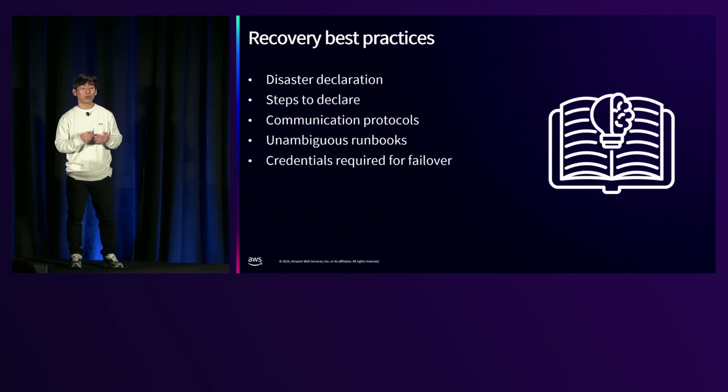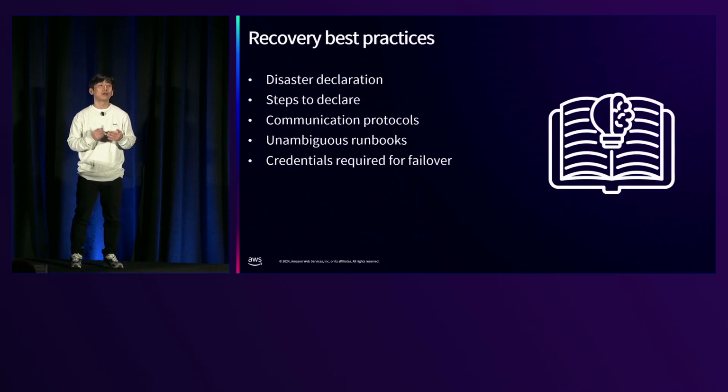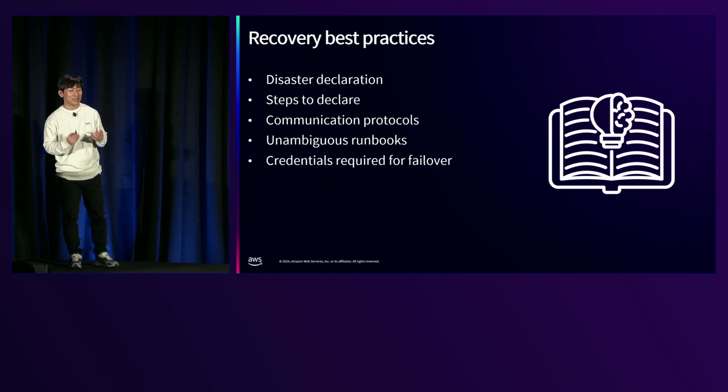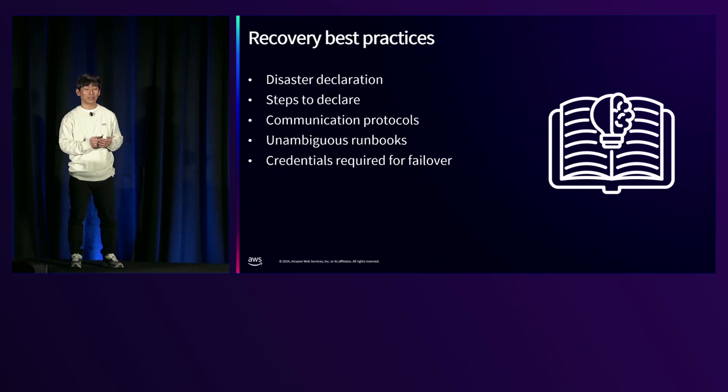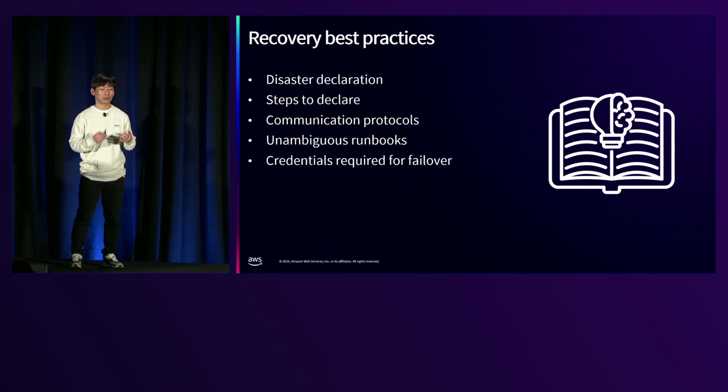Now, let's focus on recovery best practices. First, let's talk about the steps to declare a disaster. Your failover runbook should clearly outline the situation, action, and owner for each potential disaster scenario. This ensures that when an incident occurs, there's no confusion about who has the authority to declare a disaster and initiate the failover process. Your runbook should include a detailed procedure for how each team member should respond once a disaster is declared.